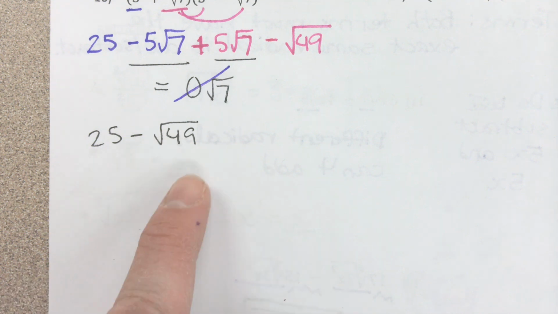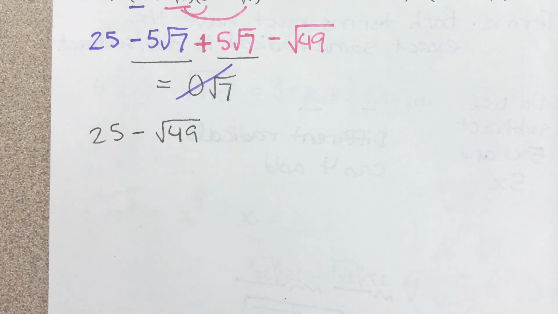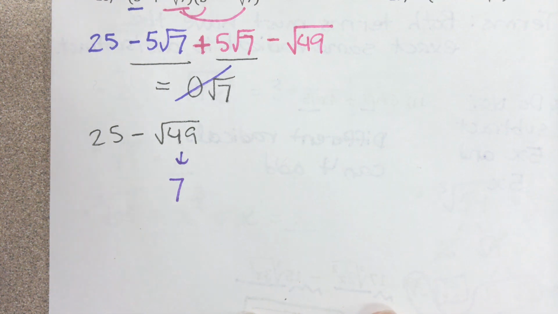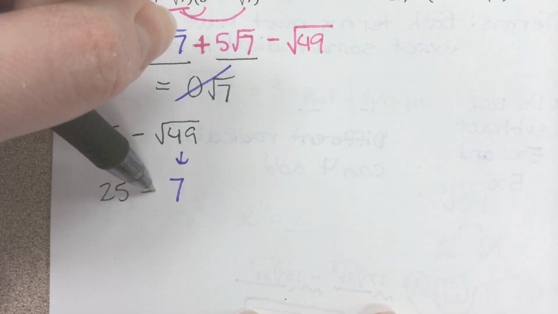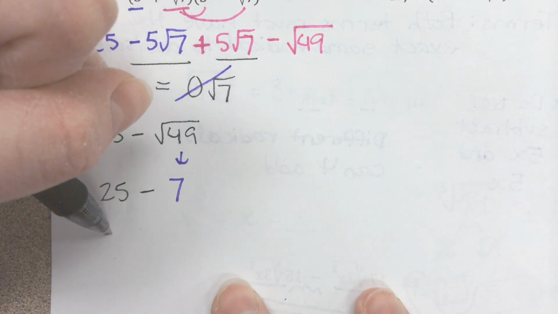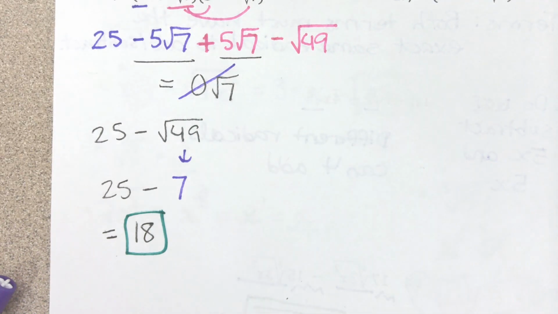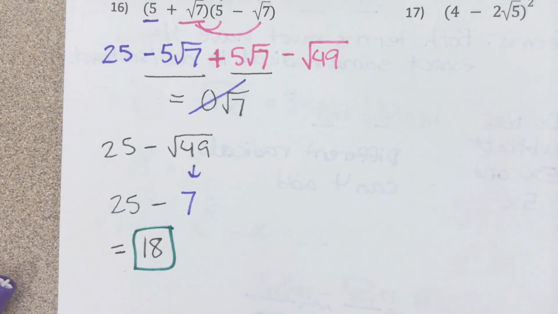Don't stop here. I hope you recognize square root of 49. That's a perfect square. It's 7. So we now have 25 minus 7, which is 18. 18 is our final answer here. Questions on number 16?